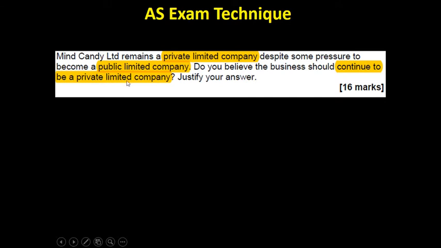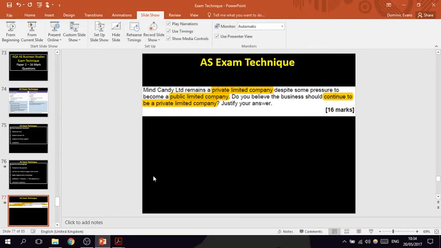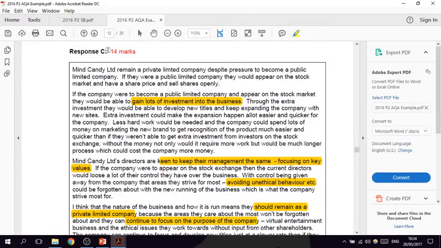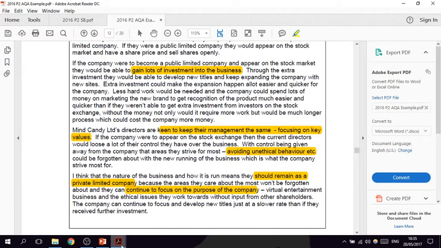So the structure should be relatively obvious. I would define private limited company, reasons for becoming a private limited company or continuing to be a private limited company, reasons that they might want to become a public limited company, and then the conclusion. So that's what we'll be looking to work towards. Now then, this is an example of an answer that got 14 marks.